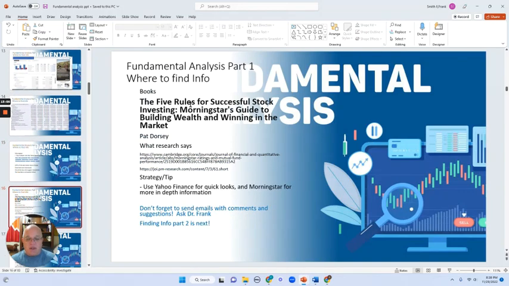So the books I would suggest as we close out this section is The 5 Rules for Successful Stock Investing, Morningstar's Guide to Building Wealth and Winning in the Market. Pat Dorsey, I've read some other stuff and used him in other investment class stuff. I do, great guy, has some really good insight there.